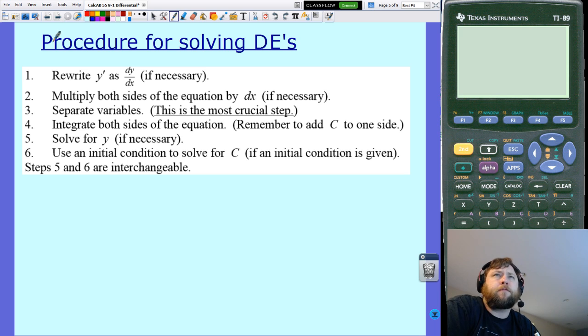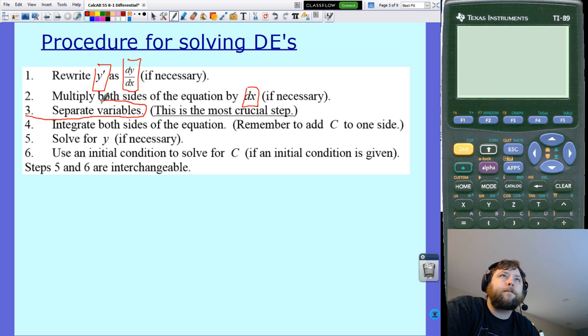Here's a big procedure. There are a lot of words in there, but let's go through it. Ultimately we're going to integrate at some point, but the first thing we have to do is rewrite the y primes as dy dx. Sometimes you have to do that. It's easier this way. Then there are steps of multiplying both sides of the equation by dx. Sometimes you have to do this.